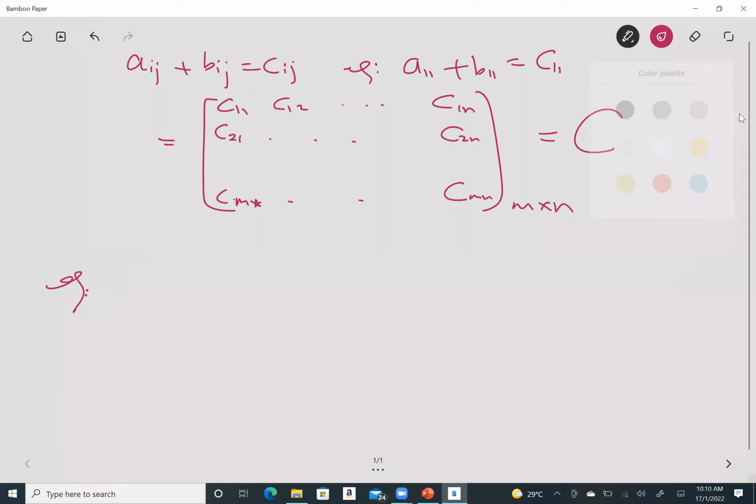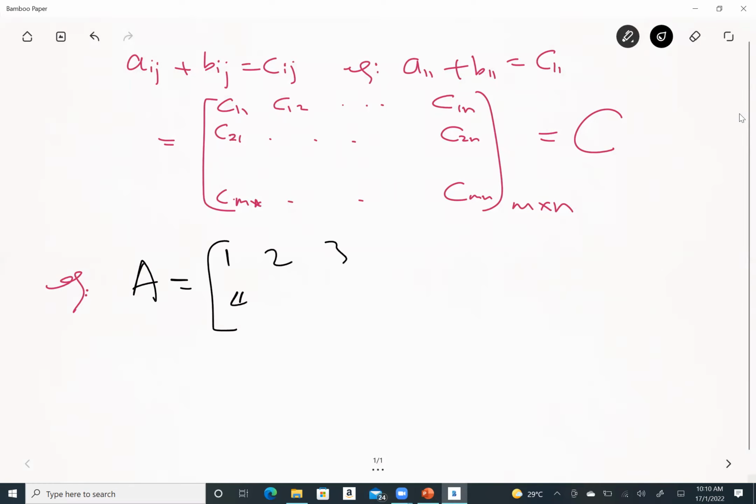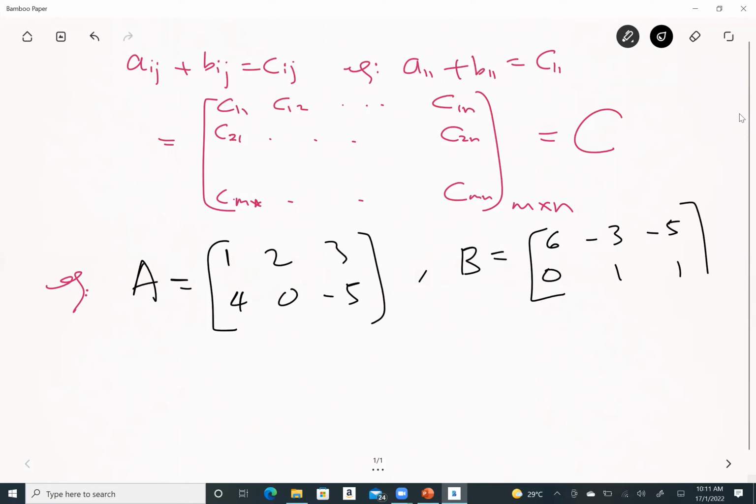As long as A and B are of the same size, let's say A is equal to 1, 2, 3, 4, 0, negative 5. And then you have a B equal to 6, negative 3, negative 5, and then 0, 1, 1.